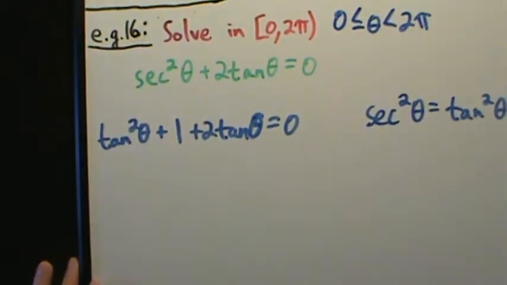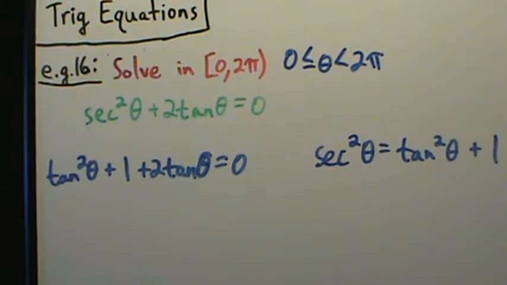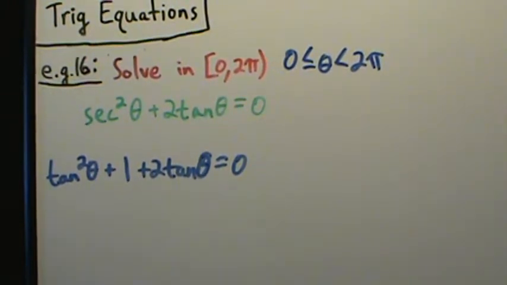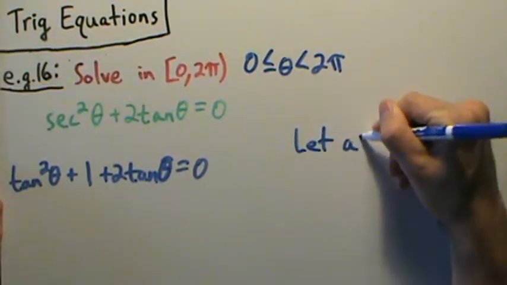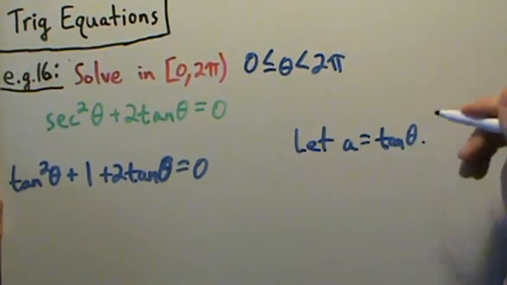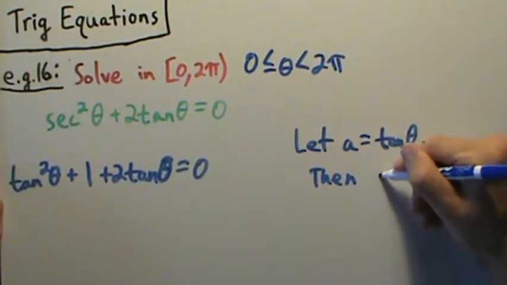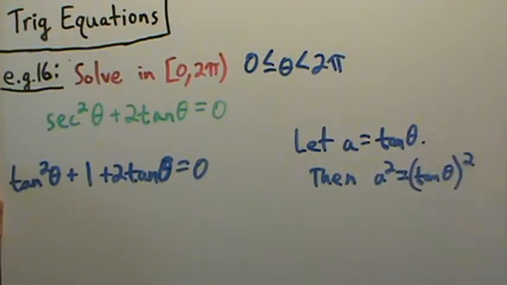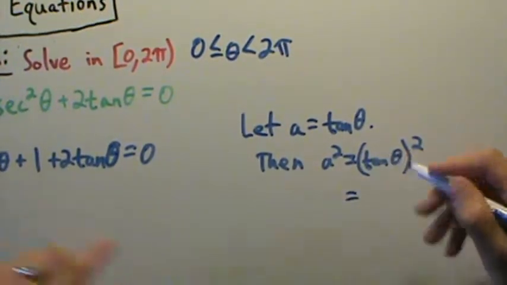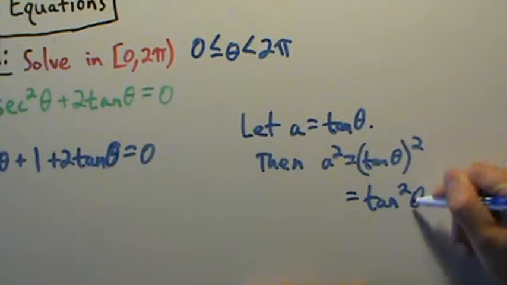Now, just like in the last few examples, we have a tangent and then a tangent squared. So we have a thing and then that thing being squared. What does that remind us of? Well, it's kind of like a quadratic equation, right? So we'll say let A equal tangent of theta. Then A squared equals tangent of theta, that whole thing squared. Remember that a short way of saying that is just tangent squared of theta.